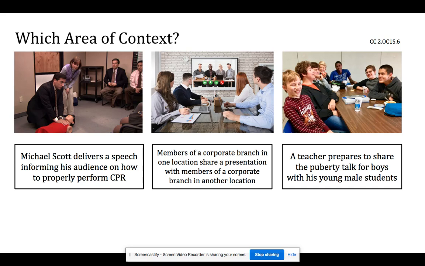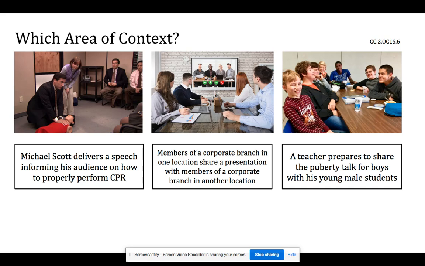In the picture on the left, it says Michael Scott delivers a speech informing his audience on how to properly perform CPR. Then in the middle, it says members of a corporate branch in one location share a presentation with members of a corporate branch in another location. And then third, it says a teacher prepares to share the puberty talk for boys with his young male students. So go ahead and pause the video and try and figure out which area of context goes with which picture.